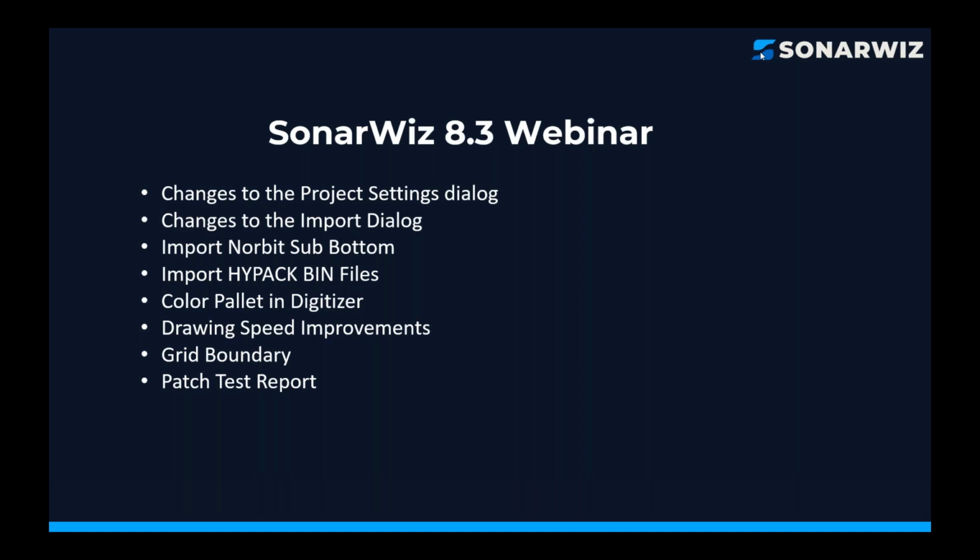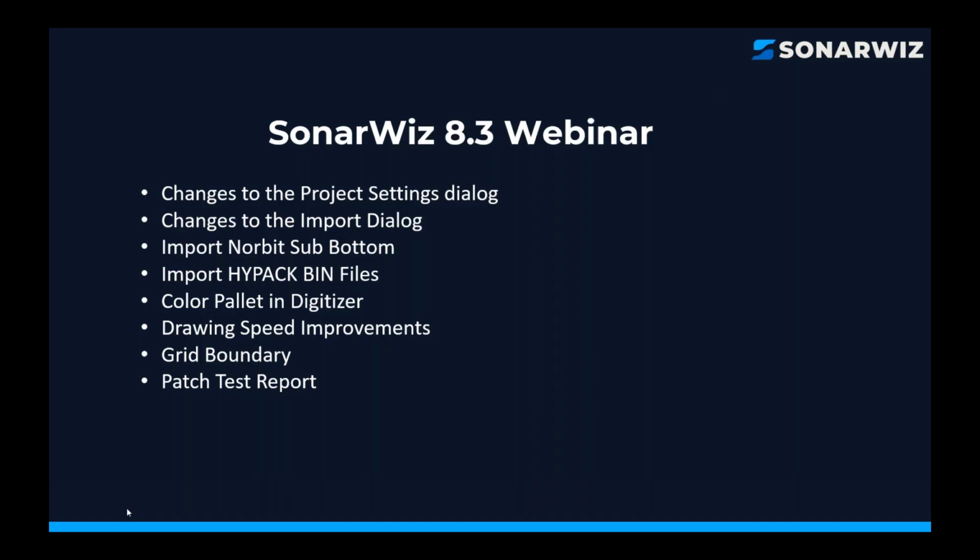And we also made some changes to the import dialog. They weren't big changes, but they were noticeable. We talked about the new file types that we can import. And that was the Norbit sub-bottom files. Those are the S7K format. And we can also import the HyPack bin files and convert them to SEG-Y.